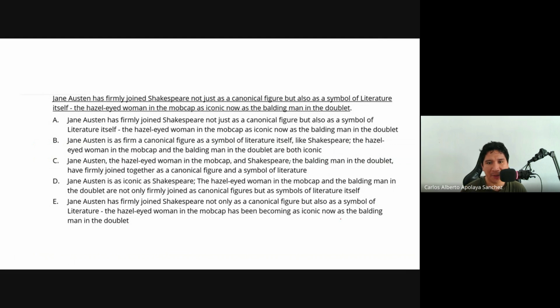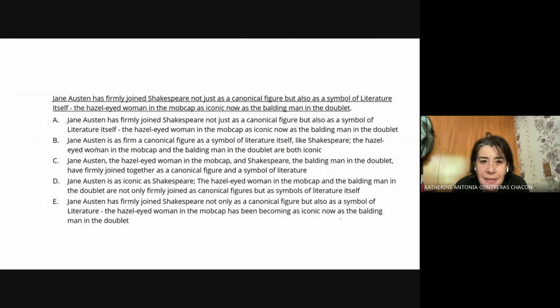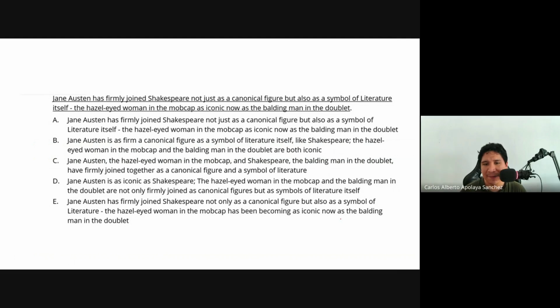I know it's tricky to understand this part. Jane Austen is affirmed a canonical figure as a symbol of literature itself, like Shakespeare. I don't want to compare. So this is incorrect because I don't want to compare.